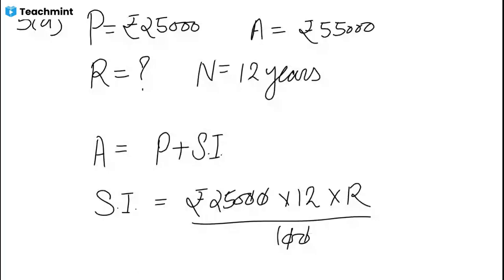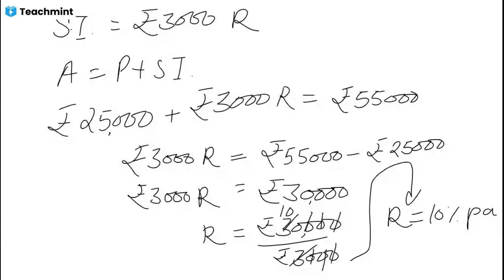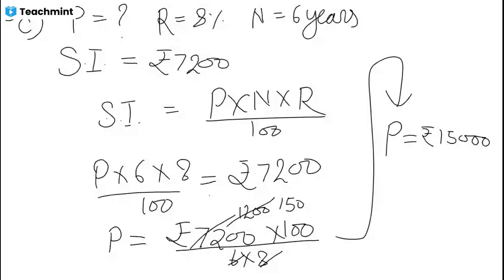Same as the B part. You need to find R only. You have the principal amount, you have the amount, you have N, and you need to find the simple interest rate R. Same as this sum. Okay. So shall we do the next question?